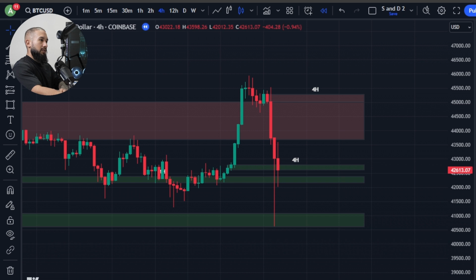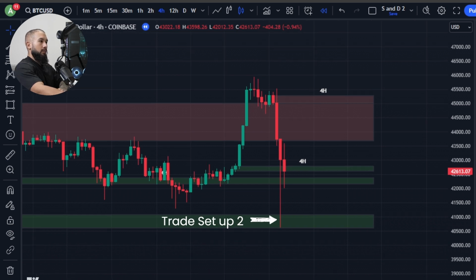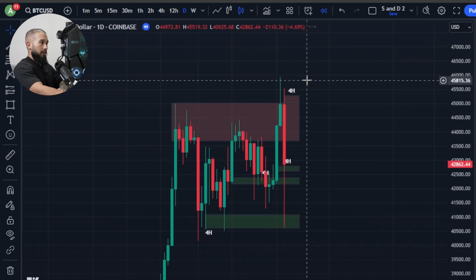Our second trade setup is here at our main demand zone. Now this trade would have been very hard to get into, but if you happen to be in front of your computer and were prepared, it would have been possible to execute. With our other confirmations, we would have been able to get into a trade around these prices. Now let's go to the 1-day time frame.